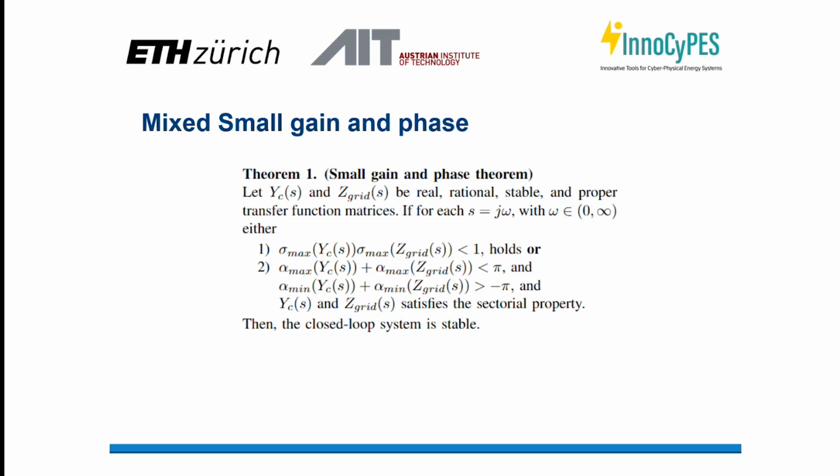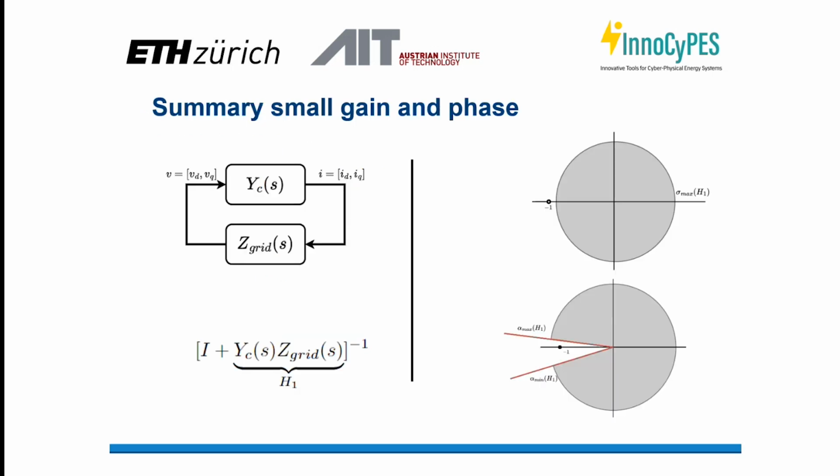But keep in mind that in the case of the small phase theorem, both YC and C grid should meet the sectorial properties, which is a bit tricky in some cases. So in summary, either we say the gain is not enough to touch -1, or the angles are not that high and don't touch -1, and therefore this gain will never be 0. And the gain of the system will never explode to infinity.